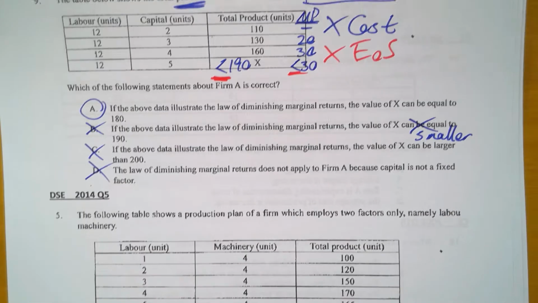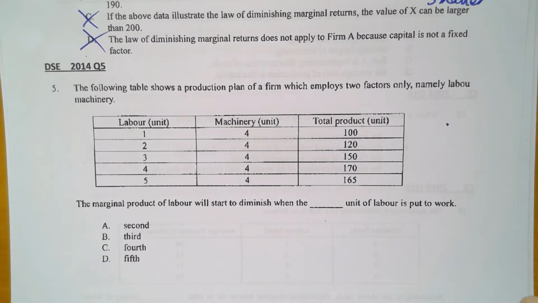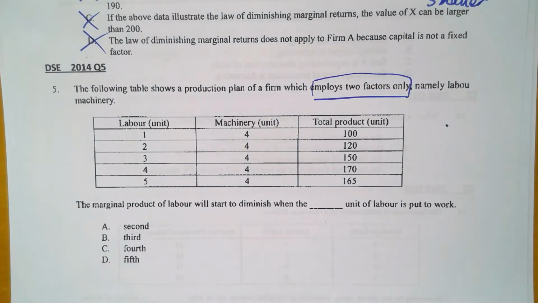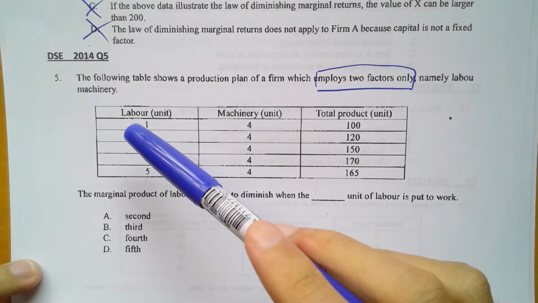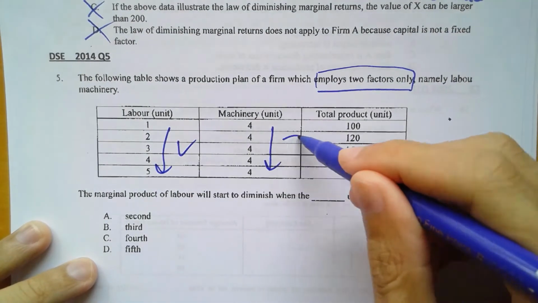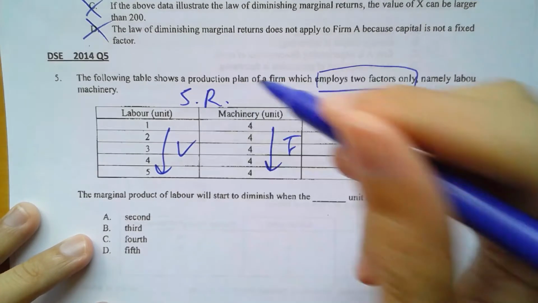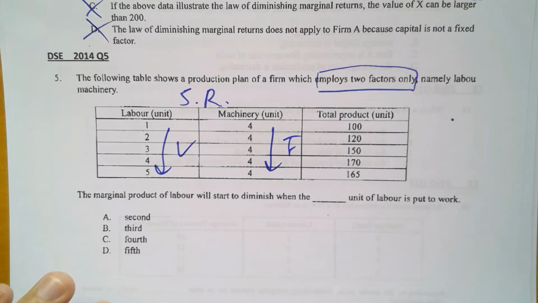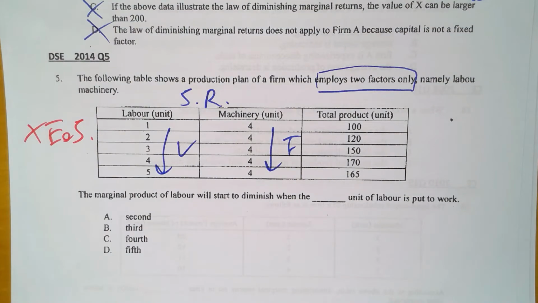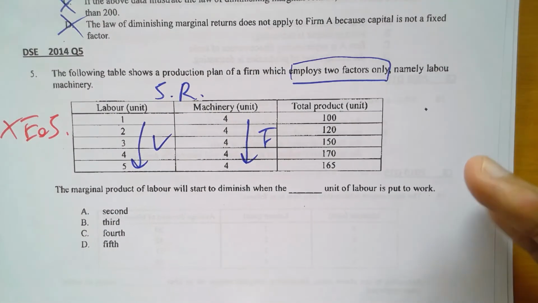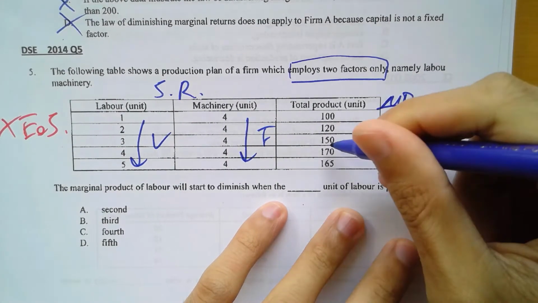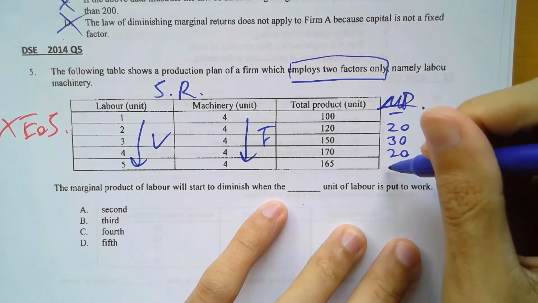Okay, next one. Now you are given a table. Again, only 2 factors, so we don't have to think about other factors. We have labor, we have machinery. Here you see, this one is obviously variable, this one is fixed. So we are in a short run situation. When we are in a short run situation, we know that we cannot talk about economies of scale immediately. Quite easy. Now total product is given to you, so let's work out the marginal product. Don't know, 20, 30, 20, this one -5.